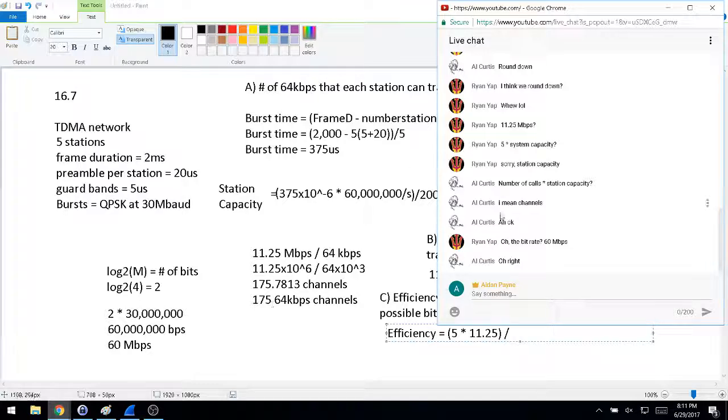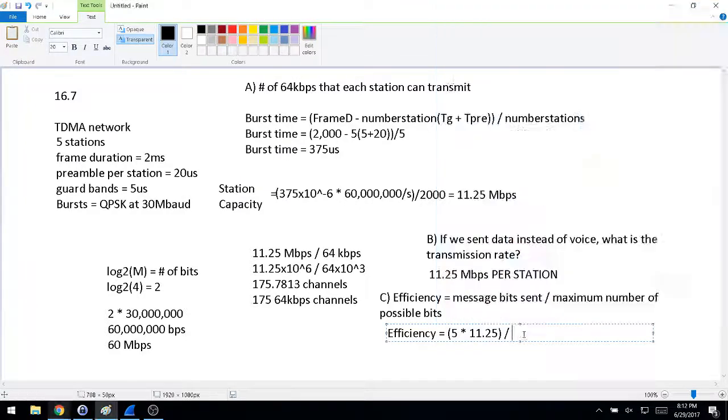And Ryan noticed the bit rate. The original bit rate we were given is 60 megabits per second, because we were told that our bursts are transmitting at 30 megabaud using QPSK. Given those two variables alone, QPSK at 30 megabaud tells us we can push up to 60 megabits per second. There's nothing stopping us from doing that except for the realities of the system.